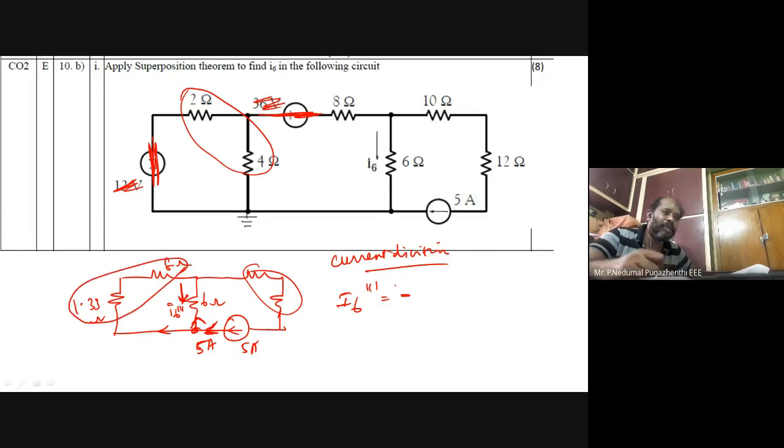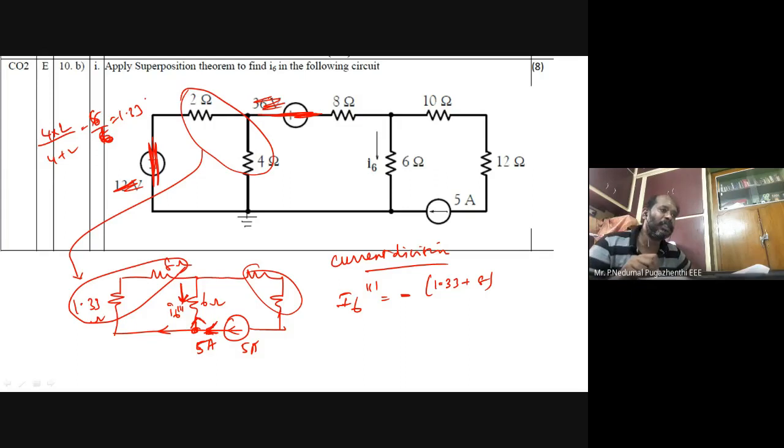These two are a series combination. So I have 1.33 plus 8. Where does this 1.33 come from? It comes from 4 into 2 divided by 4 plus 2, which is equal to 8 by 6, which is equal to 1.33. So, opposite branch resistance divided by the total resistance, 9.33 plus 6, into the total current 5, which will give me a negative value, which is minus 3.043 amperes.